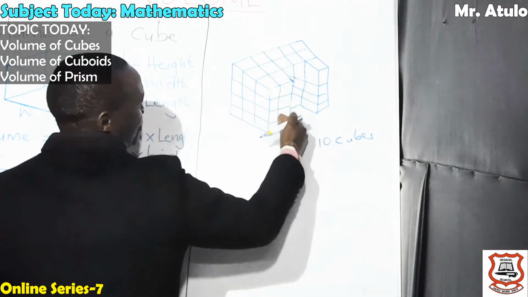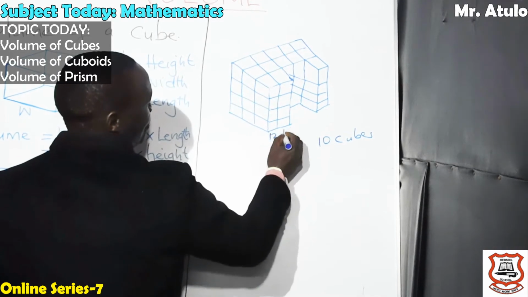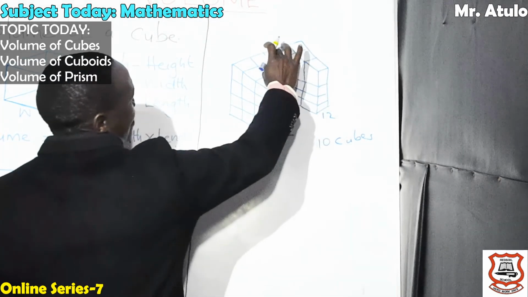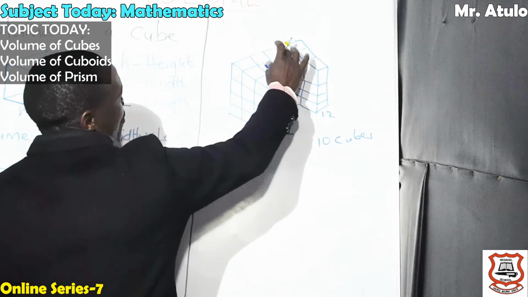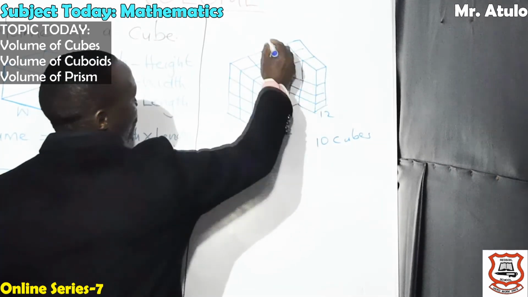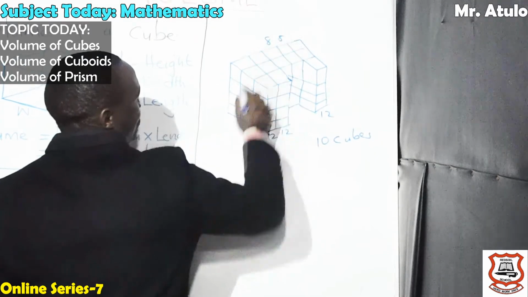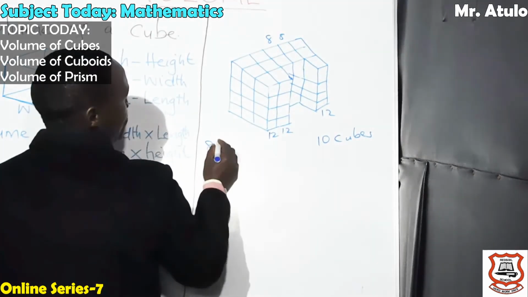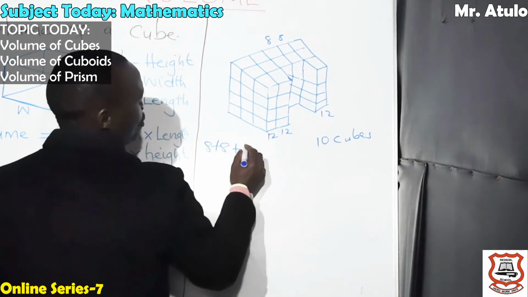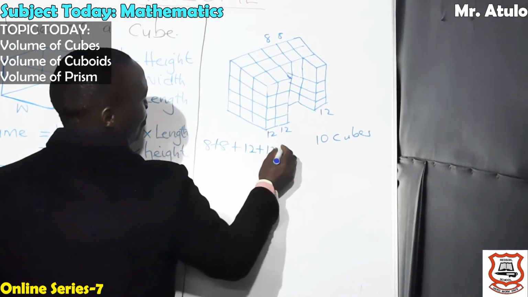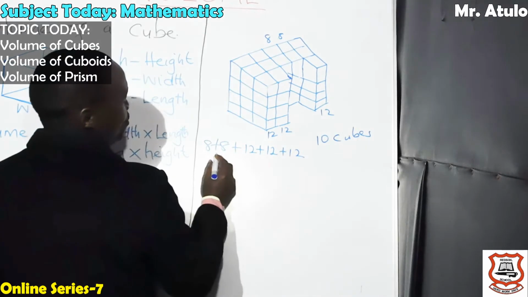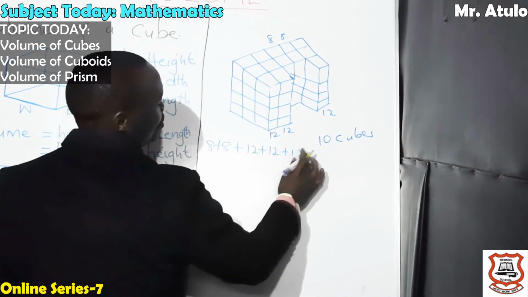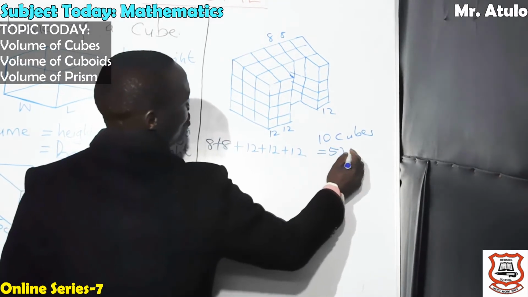Another 12 cubes on this column. That means 12, 12, and here we have 12. But here we have 1, 2 times 4. That is 8 on this column and 8 on this column. So in total we have 8 plus 8, 8 plus 8 plus 12 plus 12 plus 12. This gives you 16 plus 24 is 40. 40 plus 12 is going to give you 52 cubes.